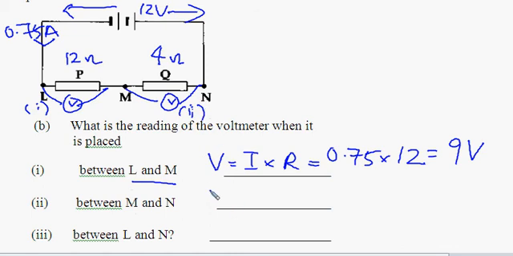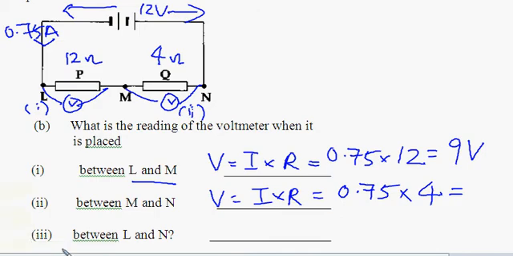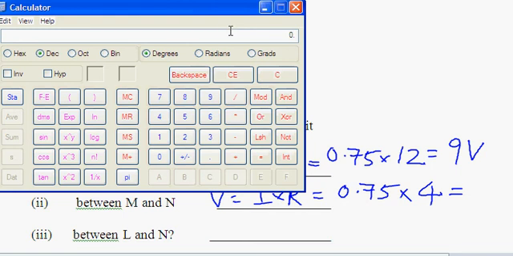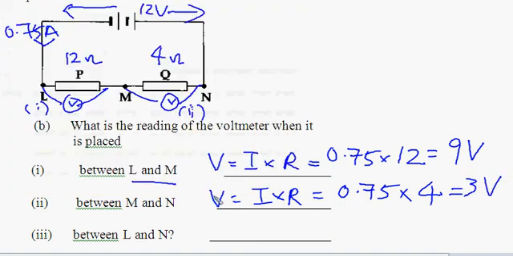So in this case, my V is still equal to I times R. My I is still the same, 0.75. In this case, my R is 4 ohm. So I use my calculator, I press 0.75 times 4. Answer will be exactly 3V. So this is for part 2.